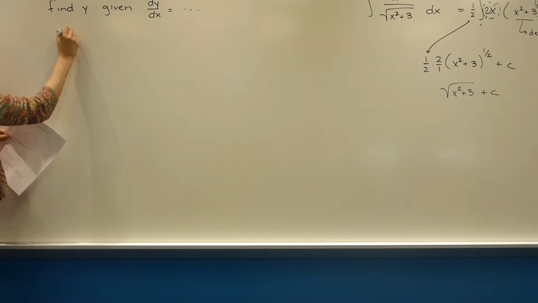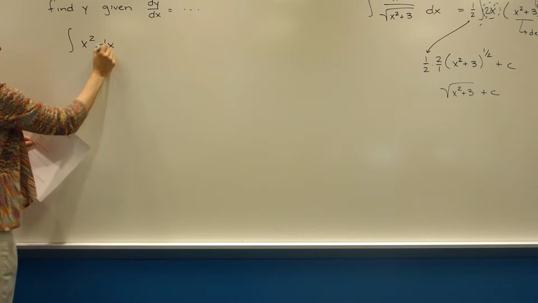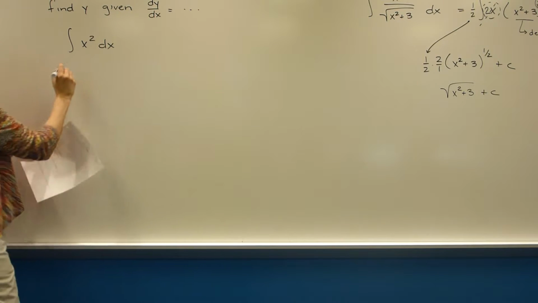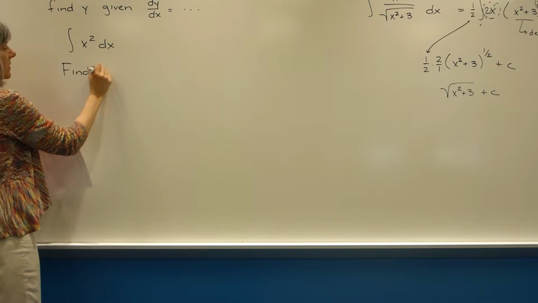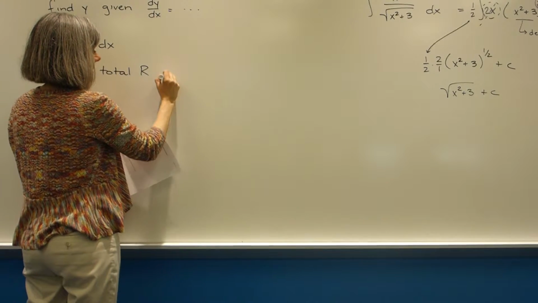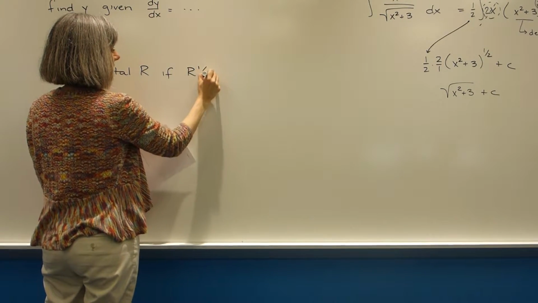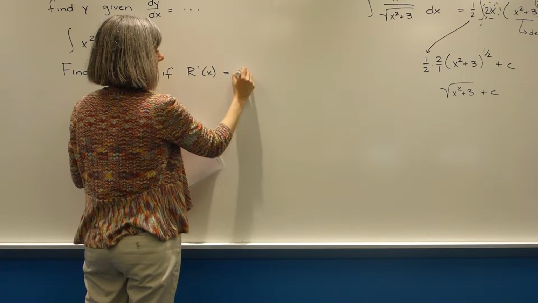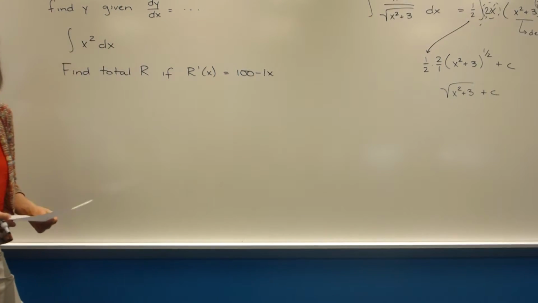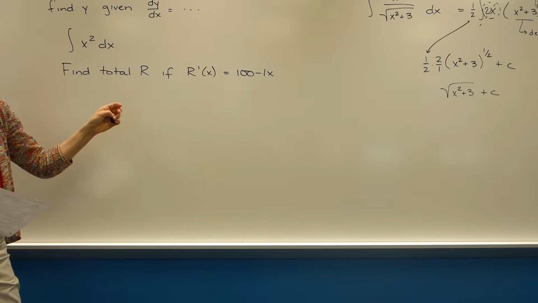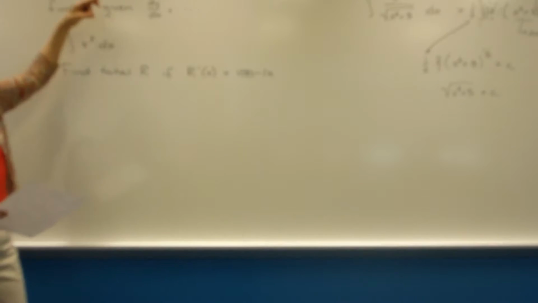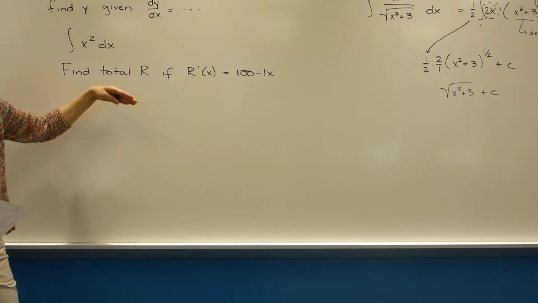I could write this. That also means find the antiderivative. That's an instruction. I could write find total revenue if R prime of x, the marginal revenue, is 100 minus, I don't know why I wrote 1x, but I didn't. Because again, what am I trying to do? I know the derivative. I'm going back to the original. So these are all different ways to say find the antiderivative.